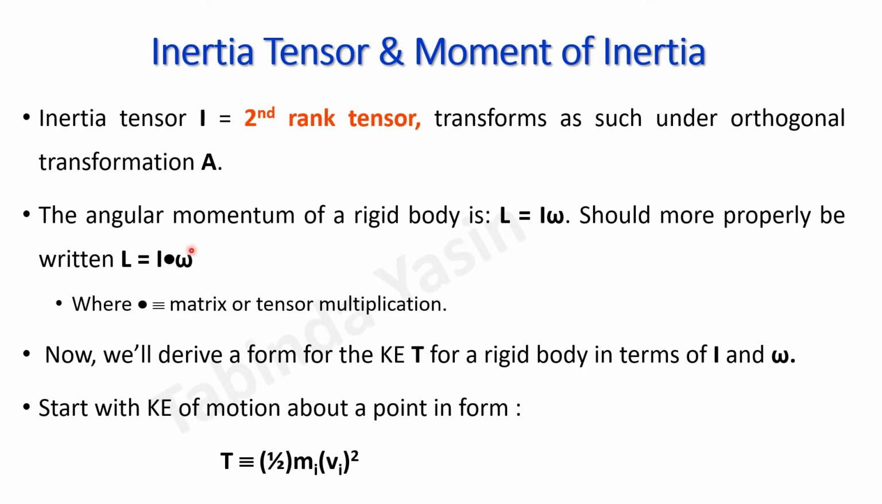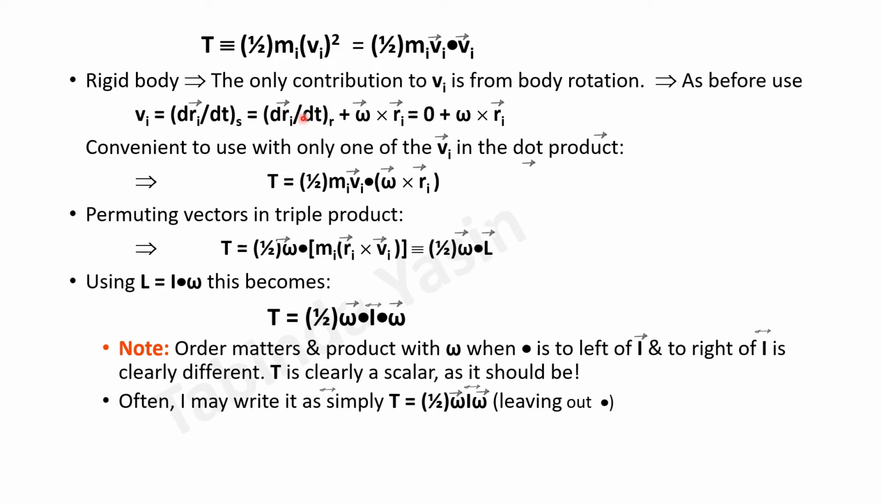Here inertia is not a simple inertia; it is the inertia of a system of a rigid body, and it is in the tensor form in three-dimensional coordinates or orthogonal components. Now we'll derive a form for the kinetic energy, capital T, for a rigid body in terms of I and omega. As I works on omega, start with the kinetic energy of motion about a point in the form T equals 1 over 2 sum m_i v_i squared, which becomes 1 over 2 m_i v_i dot v_i. For a rigid body, the only contribution to v_i is from body rotation.